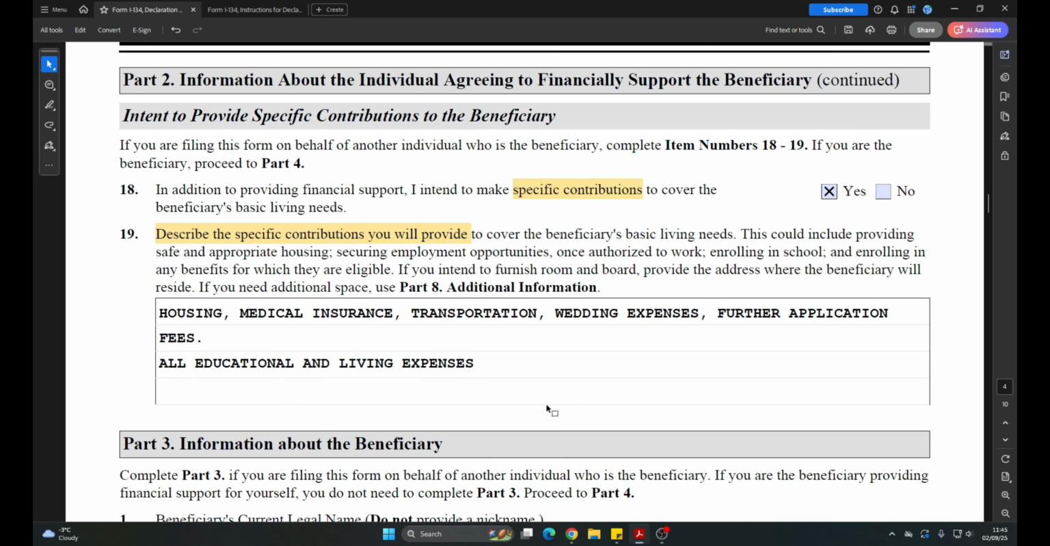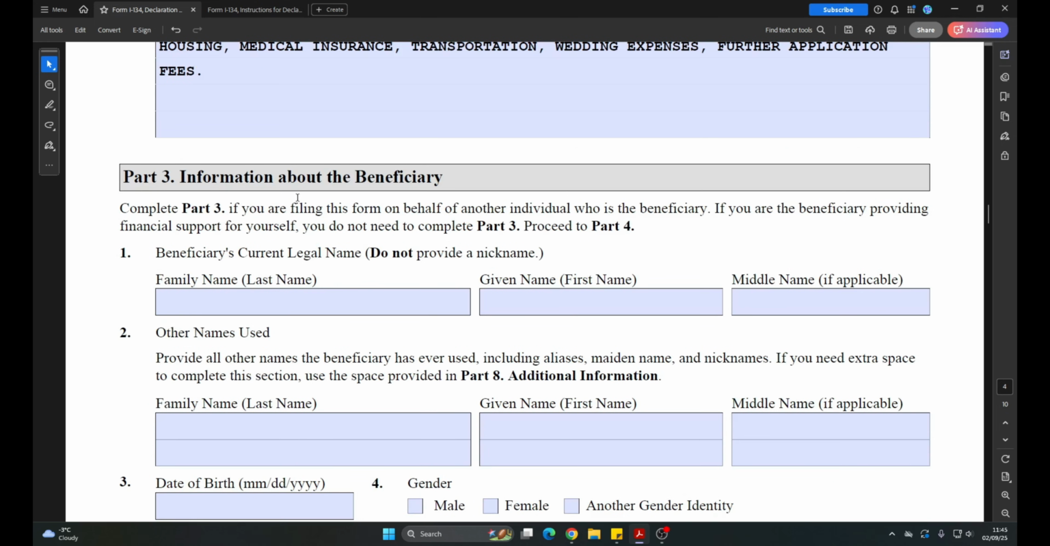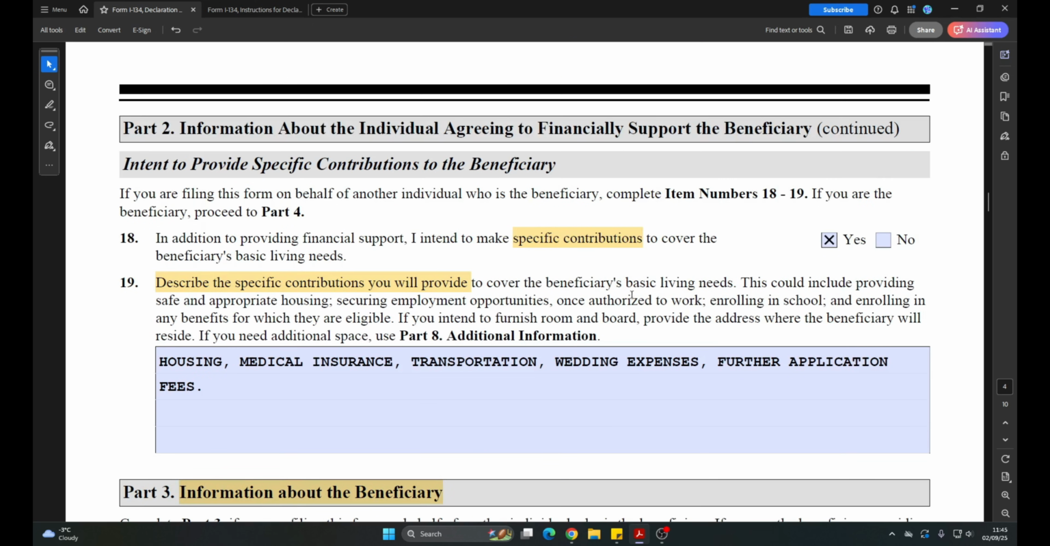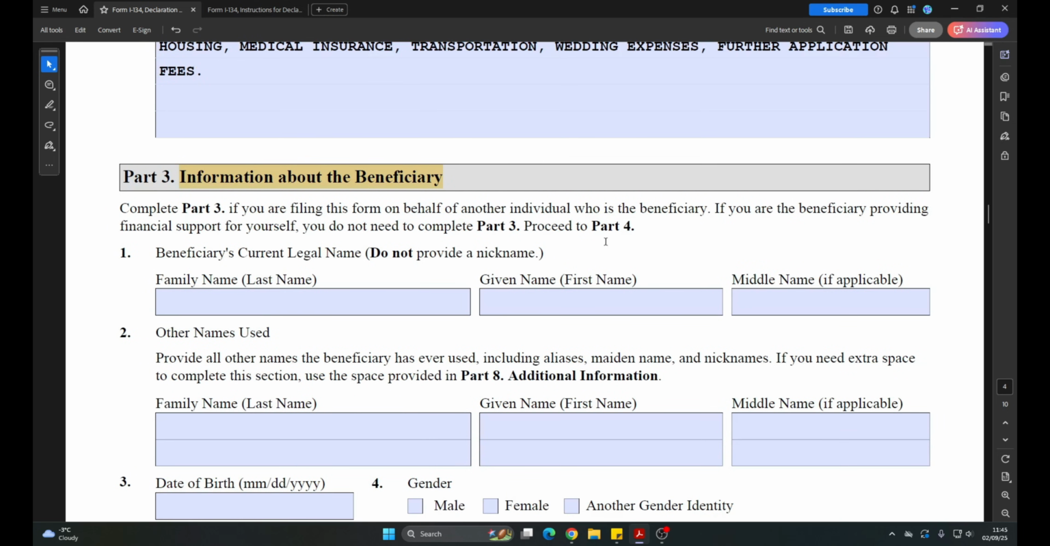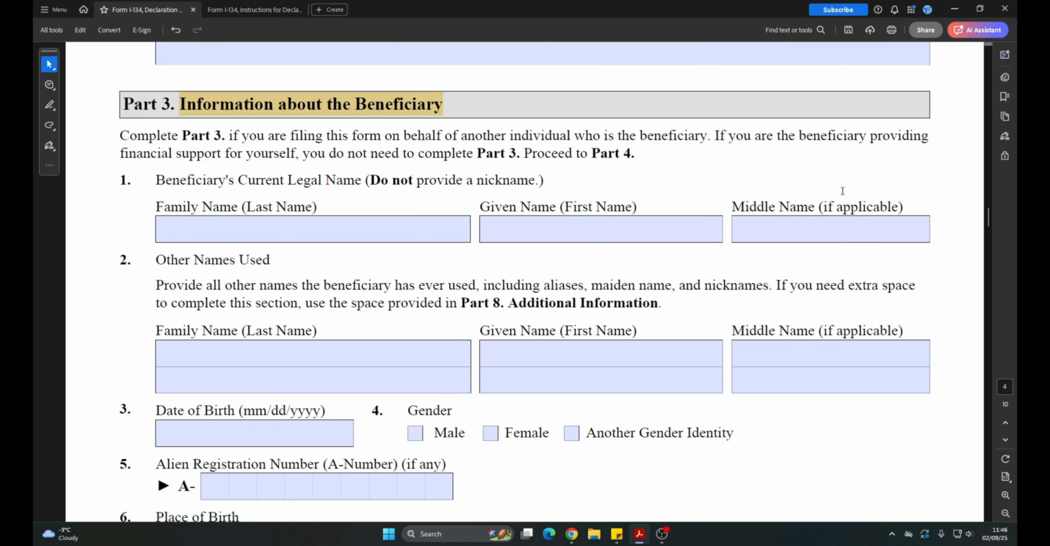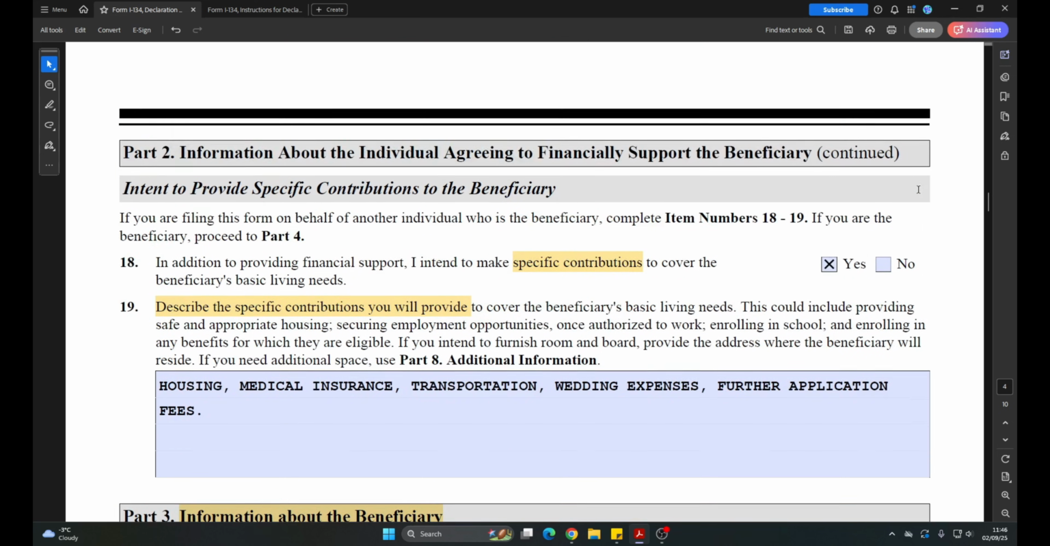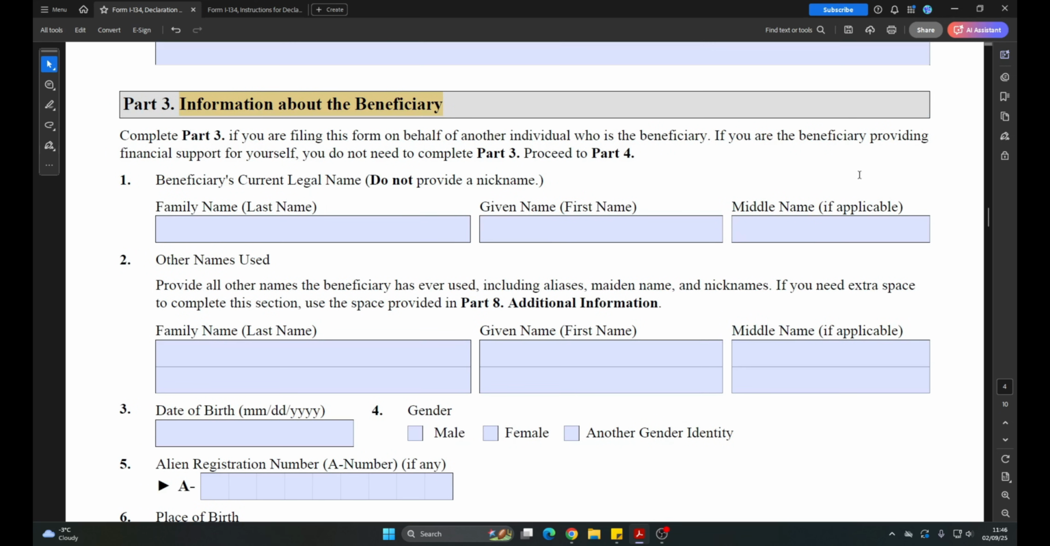They're called living expenses. In part 3, you need to provide the information about the beneficiary that you are supporting. Again, you only need to fill out this part if you are a supporter who is filling out this form for them. If you're filling out this form on your own behalf, you do not have to write your name and information here again. You already provided it in part 1 of the form.